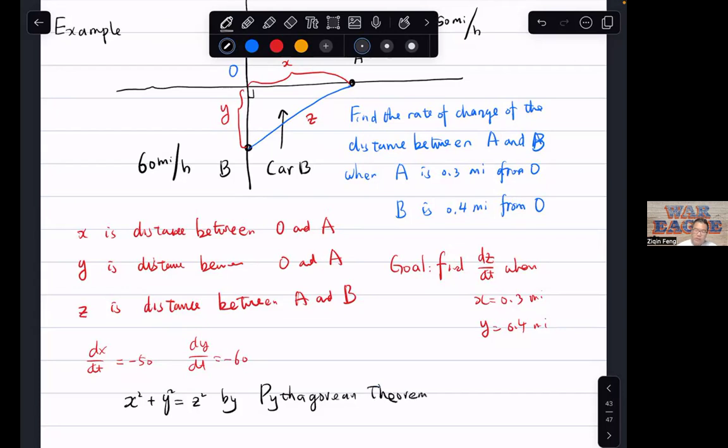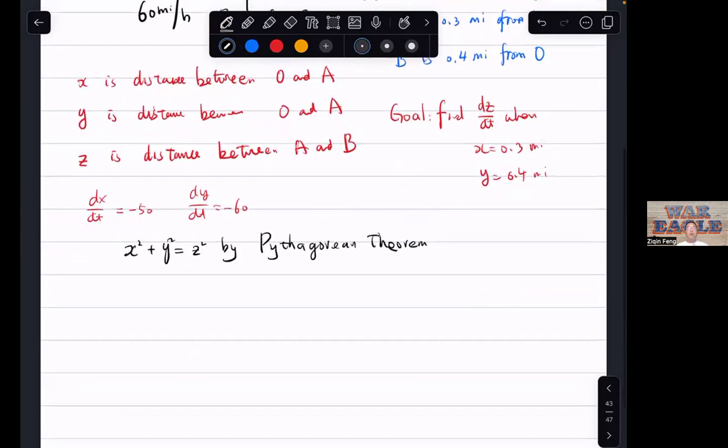Now we are ready to differentiate this equation about time t. First term here, apply chain rule because x is a function of time, so 2x times dx over dt plus 2y times dy over dt equal to 2z times dz over dt.